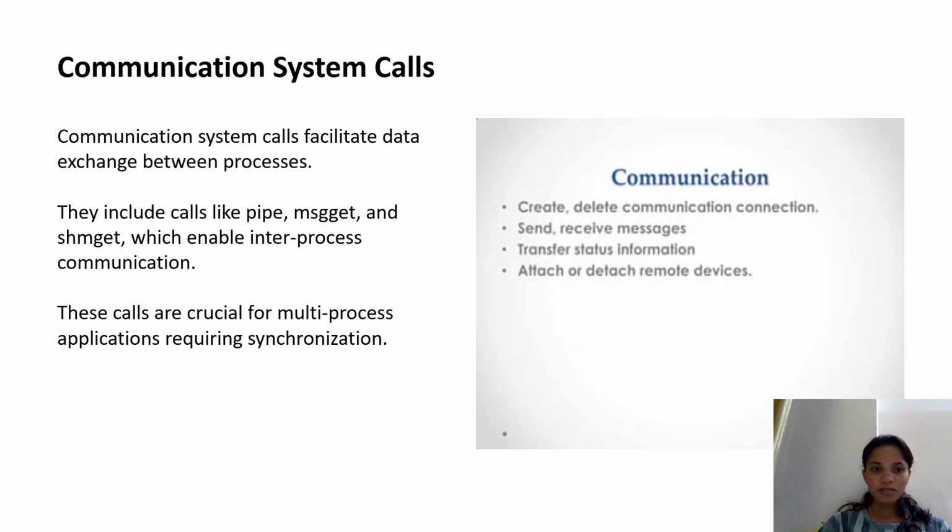Communication system calls. Communication system calls facilitate data exchange between processes. They include calls like pipe and message-get, which enable inter-process communication. These calls are crucial for multi-process applications requiring synchronization.